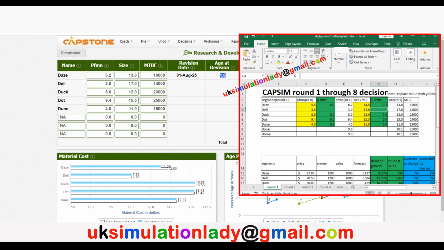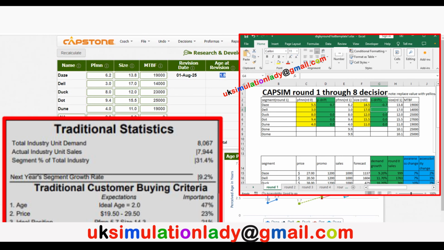The revised version of Daze will be out by August 1st and will have an age of 1.8 years at the time of revision. From the Capsim Courier report, the ideal age for the traditional segment is 2.0 years. While it's tough to hit exactly 2.0, 1.8 is close enough to meet customer expectations.